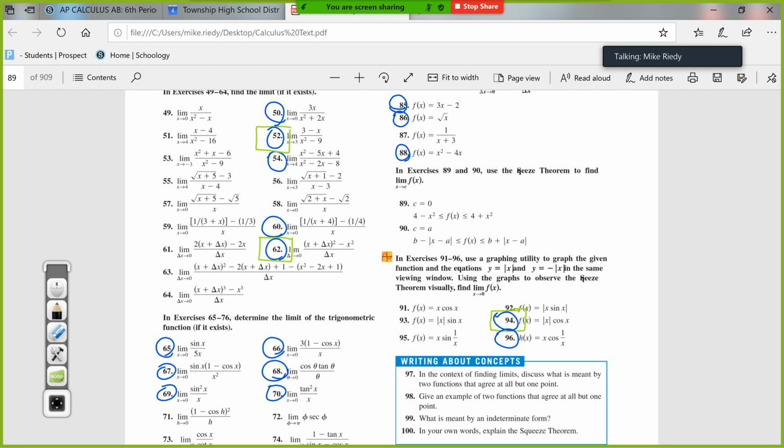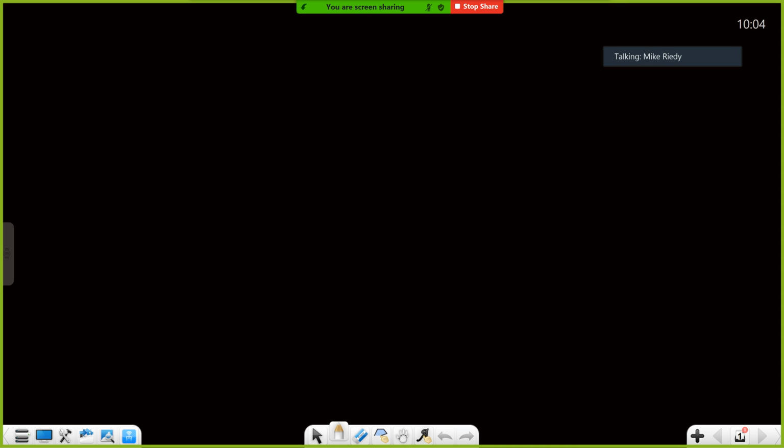Okay, let's start with 52, because 52 is a classic example of the struggles that you probably ran into in this homework. Okay, so the limit as x approaches 3 of 3 minus x over x squared minus 9. What number did I say this was? 52, thank you.